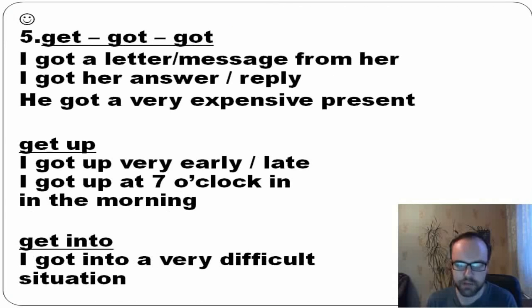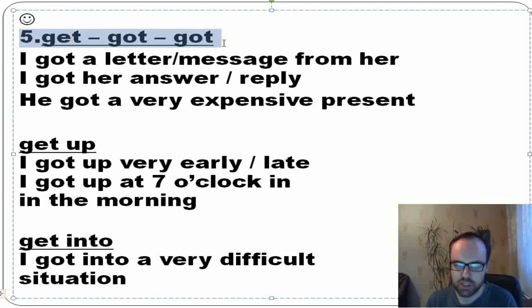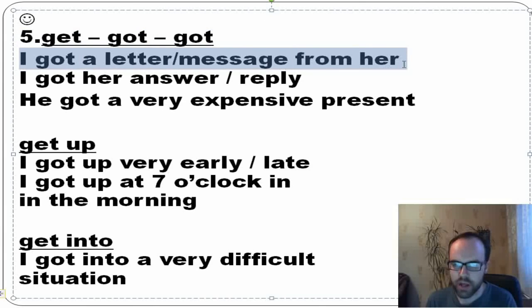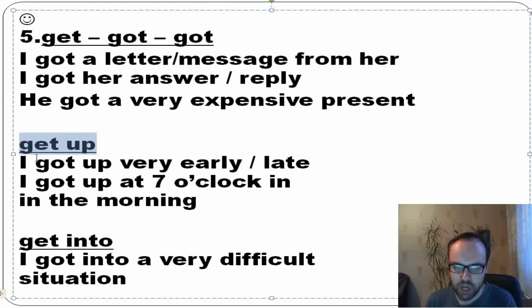Okay, so 5. Get, got, got. Okay, so I got a letter from her, or I got a message from her. I got her answer, I got her reply. He got a very expensive present. Get up. I got up very early. I got up very late. I got up at 7 o'clock in the morning. Get into. I got into a very difficult situation.